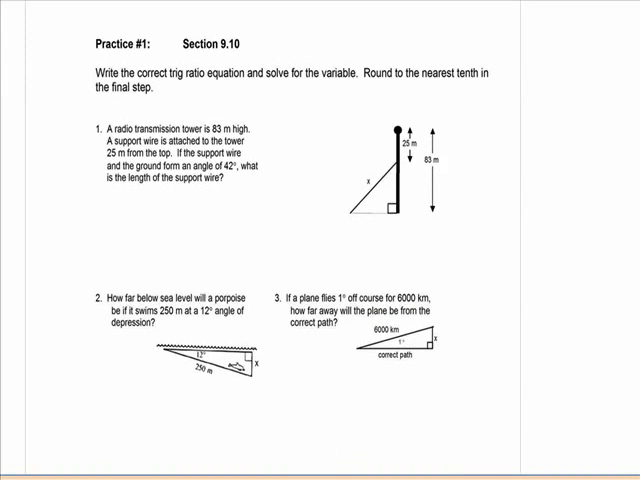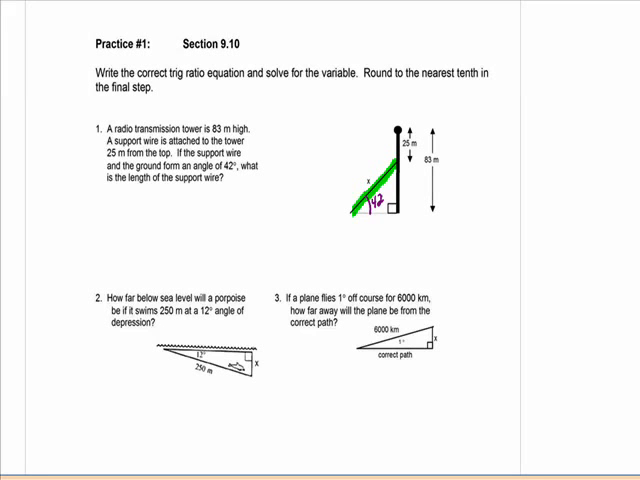And let's start with the first one. A radio transmission tower is 83 meters high. A support wire is attached to the tower 25 meters from the top. If the support wire and the ground form an angle of 42 degrees, what is the length of the support wire? So I just marked the support wire in green, and we were told that this angle was 42.